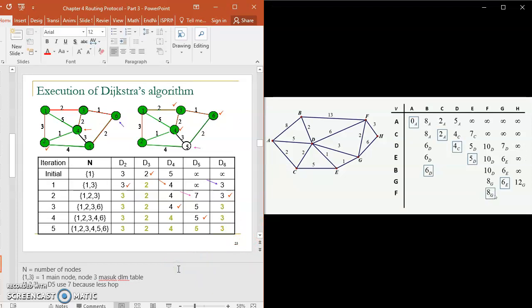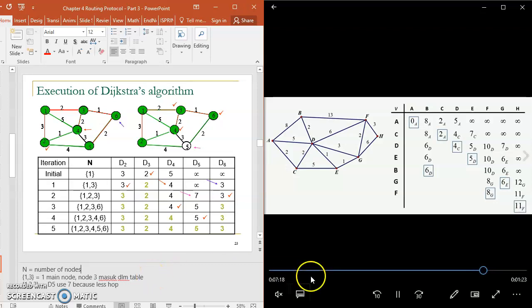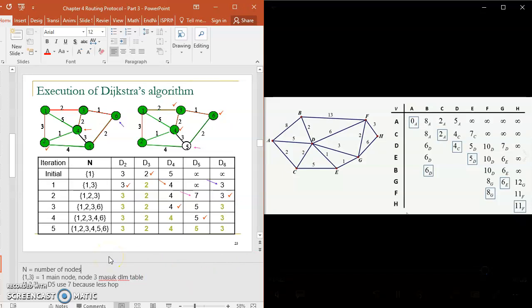Can I get from F to H? Yes, with a weight of 3. 3 plus 8 is 11. That's better than the 12 that we had. Now this row is done, and the only thing that's left to do is to mark the 11F here with a box. And now I have all the shortest paths from A to all the other vertices.